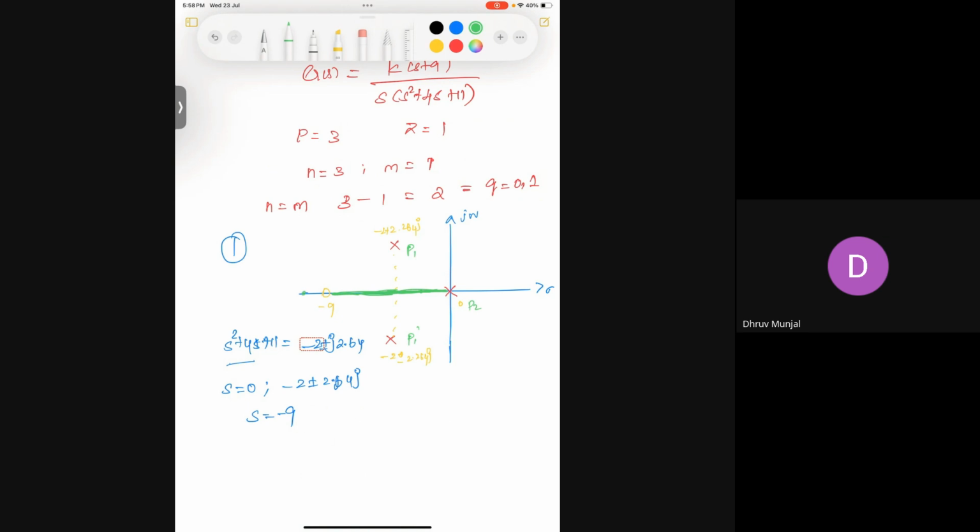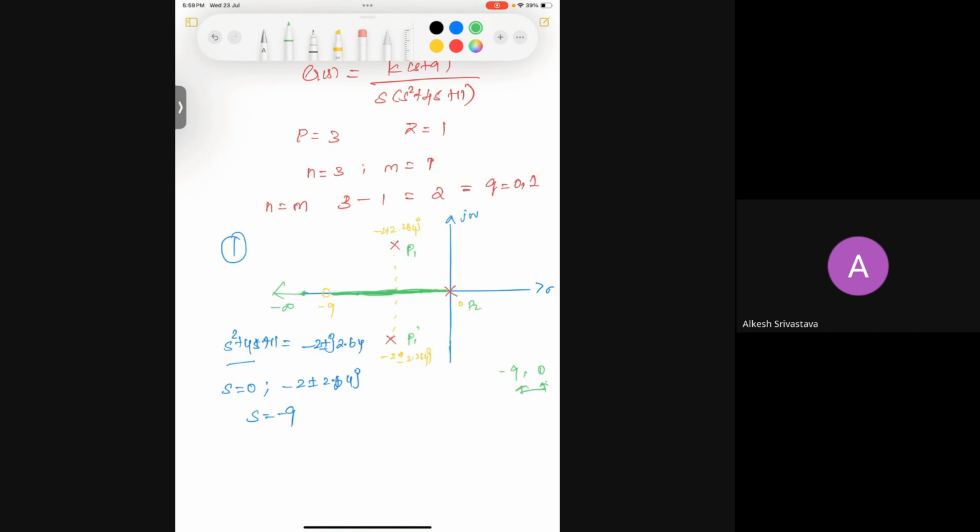When I take a test point here, will it lie? No, ma'am, it won't, because it will be considered as even, so it won't. So the values between -9 to 0 will be lying in the root locus. This is the root locus you will get. Right, so what is the next point?